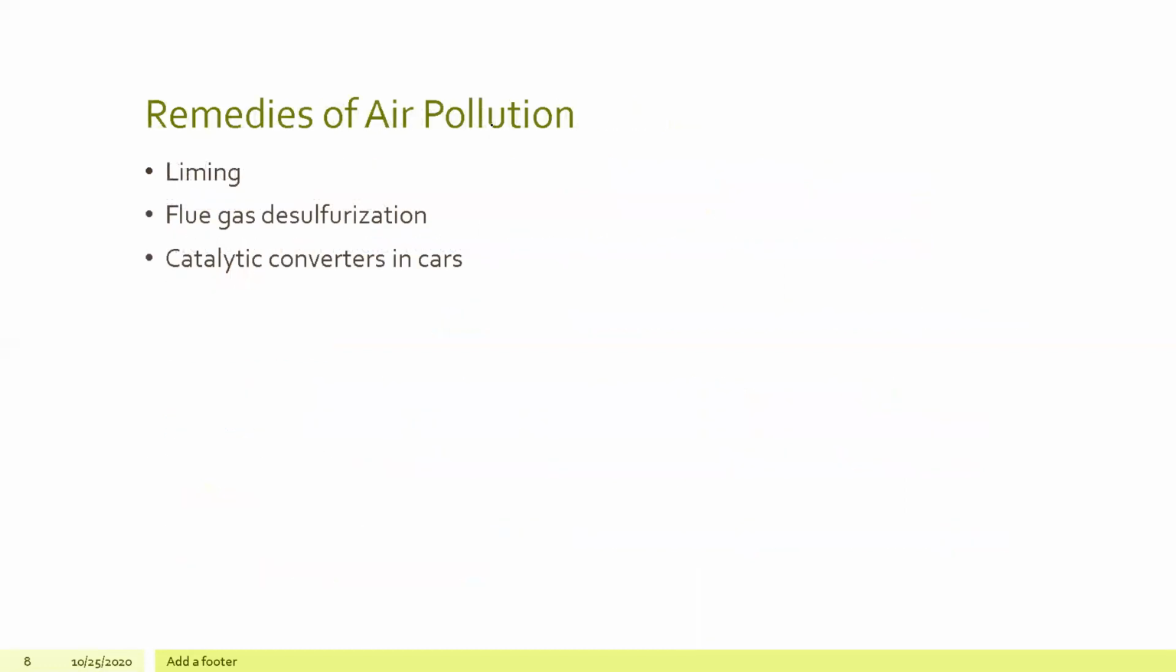So this air pollution that is being caused by these atmospheric pollutants, how can we reduce the effects of it, or how can we prevent it? So we have three methods. Firstly, liming. Now in liming, you just apply calcium carbonate to soil because that soil is now acidic. So liming the soil is adding alkali to the soil, or a base to the soil, and that's going to neutralize the effective acid.